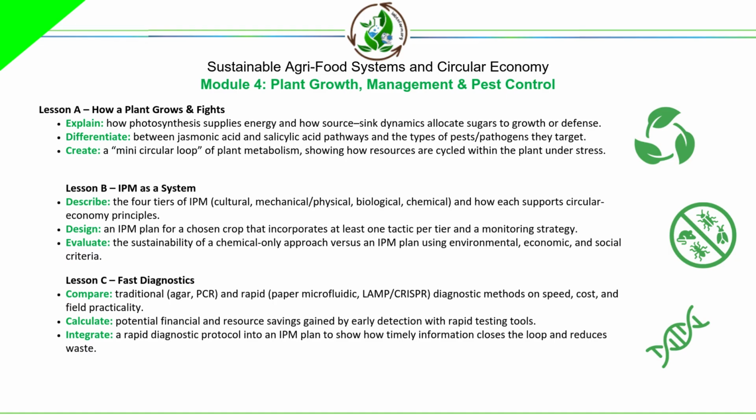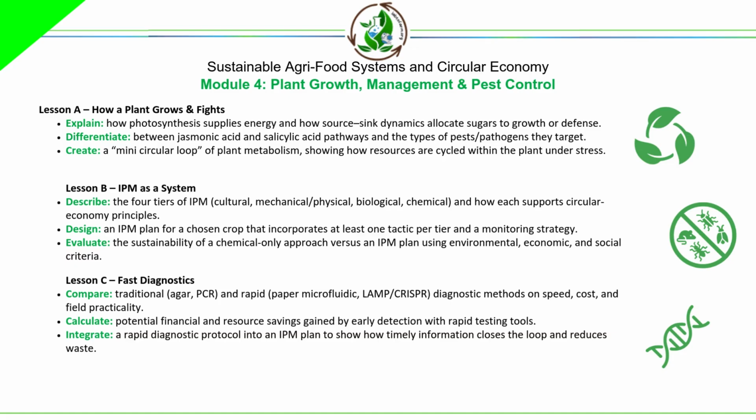Lesson C: Fast diagnostics. This lesson looks at how technology helps farmers catch plant problems early. We'll compare older lab-based methods, such as agar plates and PCR, with newer field-ready tools. Students will learn how early detection can save money and resources, and how timely information reduces waste and increases sustainability.